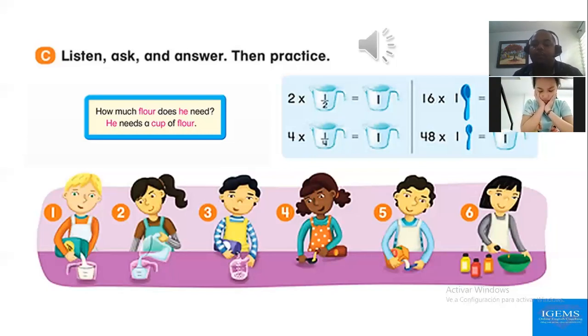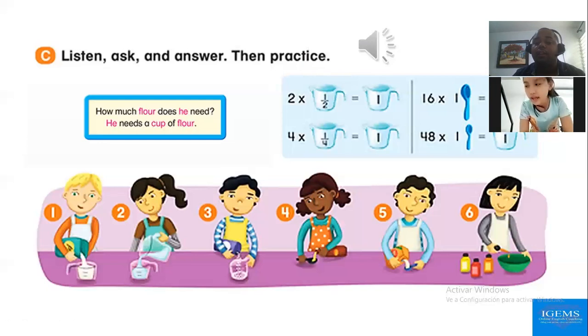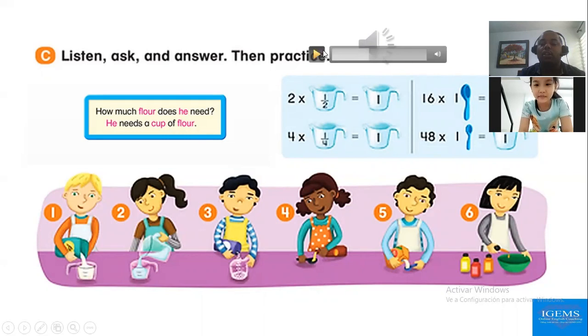Then now, listen to this. How much flour does he need? He needs a cup of flour. You can write it, Bonnie, if you want. Let me just go back. Do you have a pencil? Okay, now I want you to copy the information that they will be saying. All right? So listen to this. And then in each number, you're going to write a quantity. Below, you're going to write the amount that has been described or said.